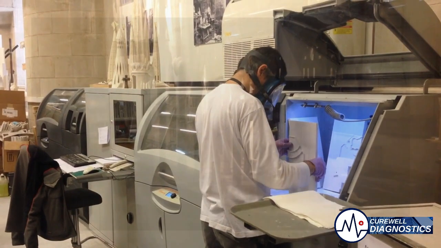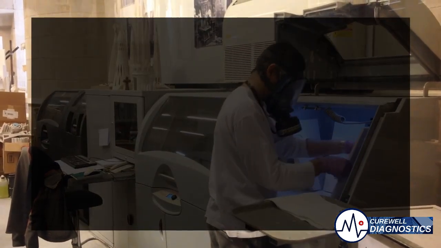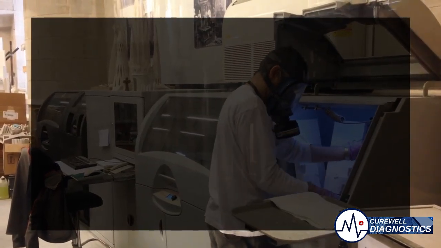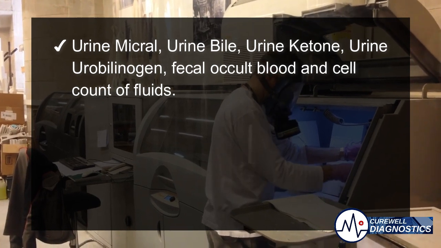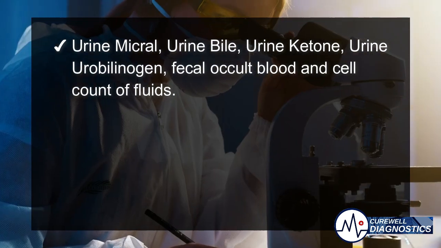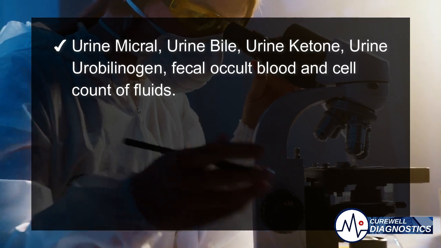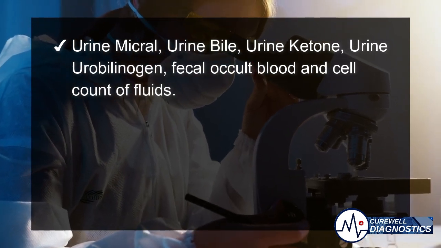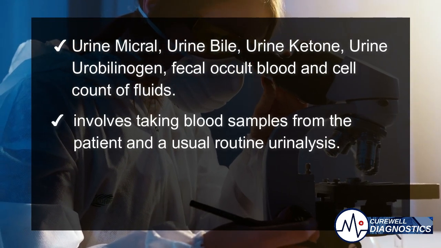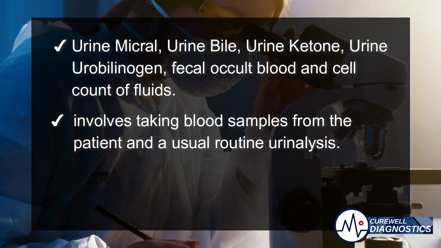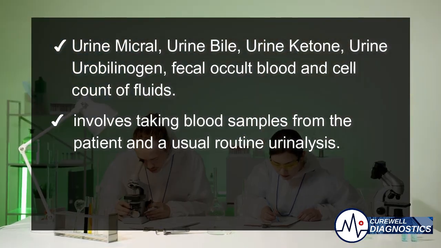There are other routine tests that are also performed in this section, and these include urine micro, urine bile, urine ketone, urine urobilinogen, fecal occult blood, and cell count of fluids. This series of tests involves taking blood samples from the patient and a usual routine urinalysis.